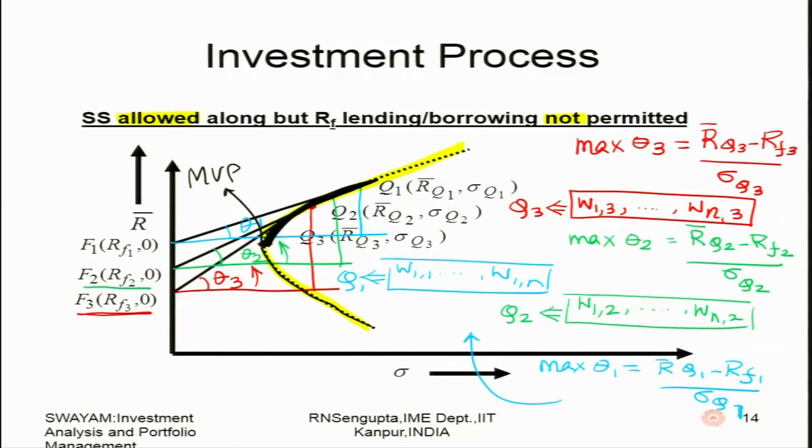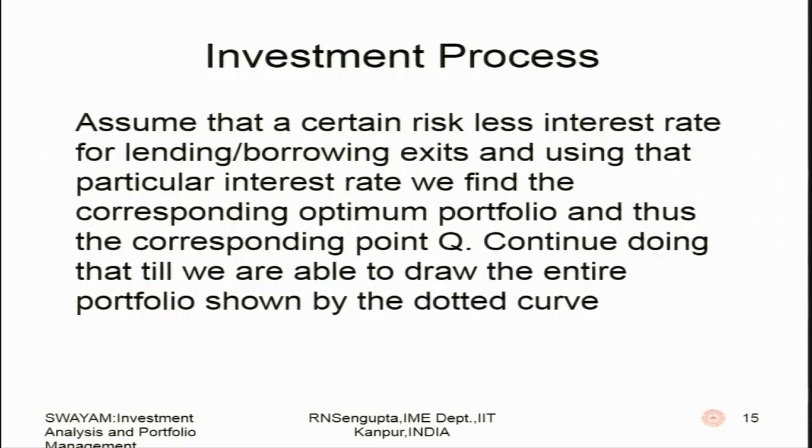frontier as required. So here what we have discussed, assume that a riskless interest rate of lending borrowing is there. And using that particular interest rate, we find out the corresponding optimum portfolio at each point, which is Q. Continue doing that till we are able to draw the entire portfolio by the dotted lines as shown. Now the question may immediately arise that I am considering RF1, RF2, RF3 as riskless lending, which is same. Yes, I am doing that.